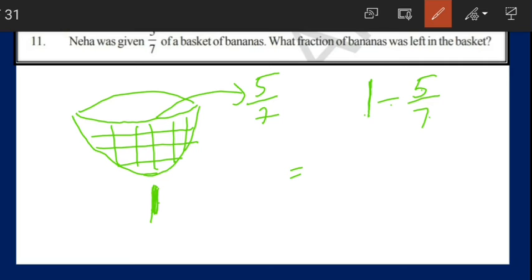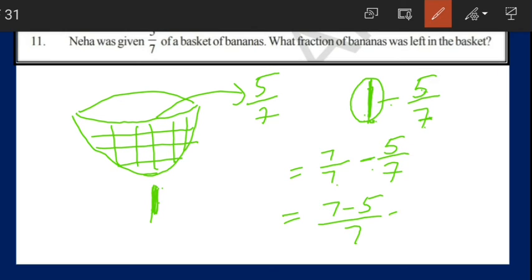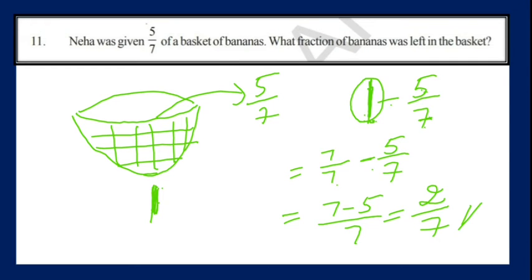We know that 1 is nothing but 1 whole. 5 by 7 means out of 7 parts select 5. So here also divide this whole into 7 parts. That means we get 7 by 7. 7 by 7 minus 5 by 7. Are you following? When one whole is divided into 7 parts, and if we take all 7 parts, we get the basket. So 7 by 7 minus 5 by 7, that is 7 minus 5 by 7, which is equal to 2 by 7. Like this we have to subtract.